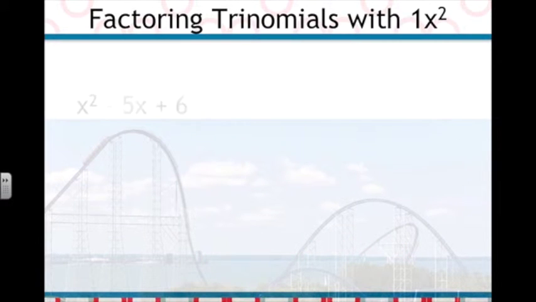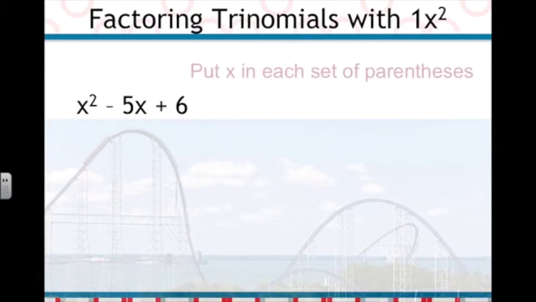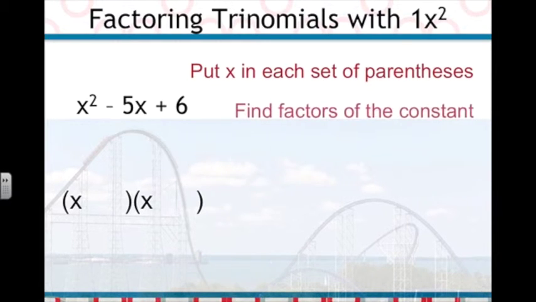Now let's consider the trinomial x squared minus 5x plus 6. To start, we'll put an x in each set of parentheses. To find the second terms of the binomials, we need to make sure we use values that will give us a minus 5x in the middle and a plus 6 at the end. To do this, we're going to find factors of 6, the constant term.